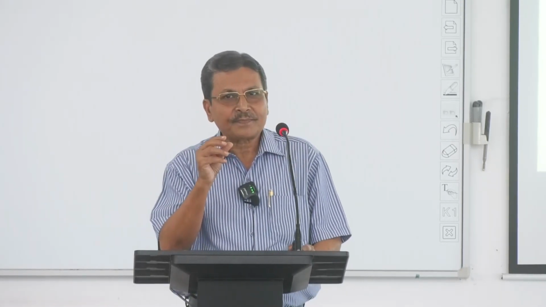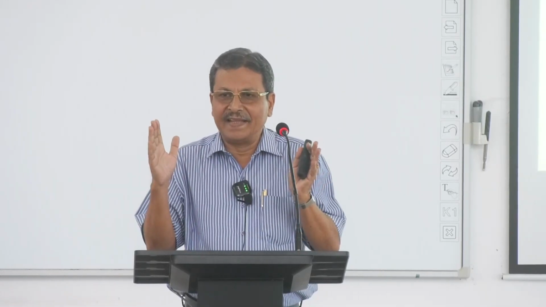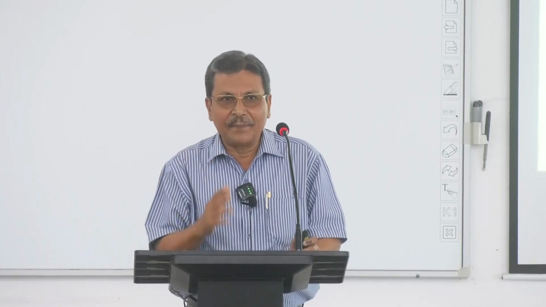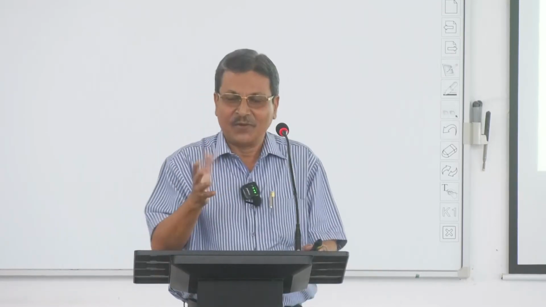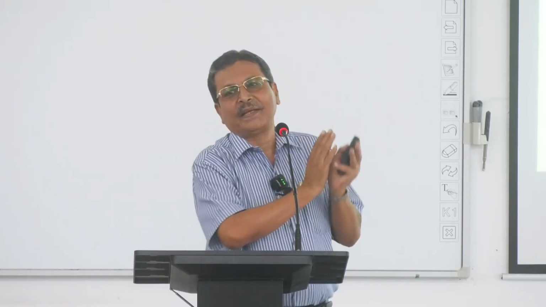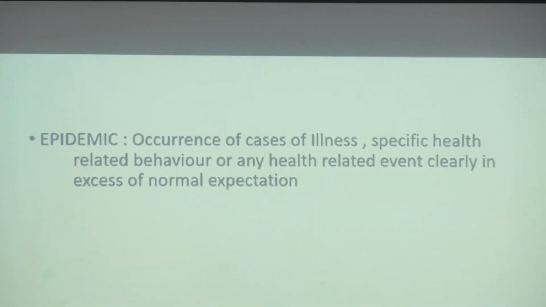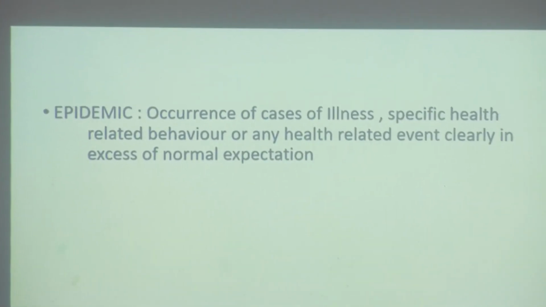Epidemic means we have a normal expected idea. COVID, is it an epidemic? Of course, it should be a pandemic. I am coming to that. COVID is an epidemic and also a pandemic. Why pandemic? I am coming to it. So COVID was not there. When COVID occurred, it was beyond our expectations. So epidemic is the occurrence of cases of illness, specific health-related behavior, or any health-related event clearly in excess of normal expectation.